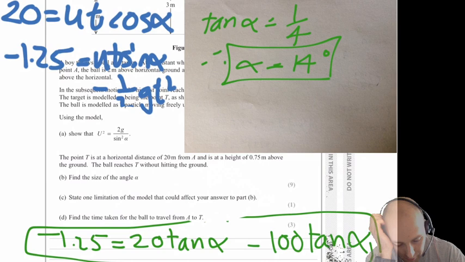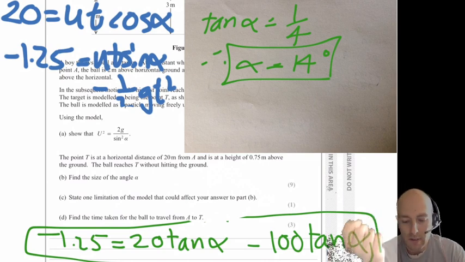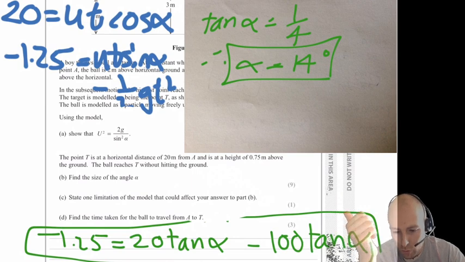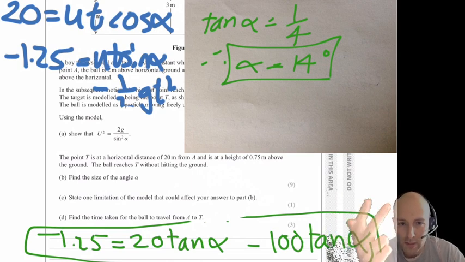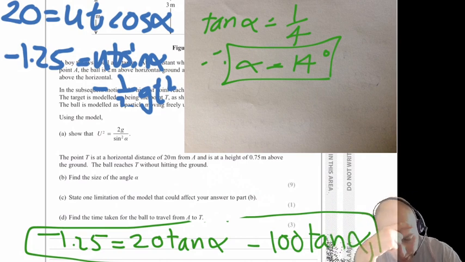And if we solve that, we get the alpha. Part B done. Part C, state a limitation that could affect your answer. Well, you could have stuff like air resistance, or the ball's not a particle, or the wind, or the spin of the ball through the air. So those are all things. Last bit, find the time taken from A to T.